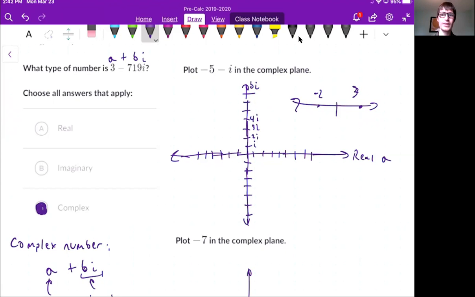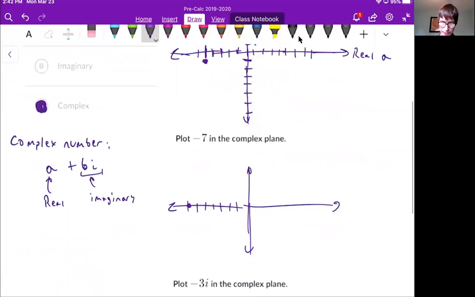Okay. So when we graph -5 minus i, we go -5 on the real line, the a line: -1, -2, -3, -4, -5. Okay, and we go -i on the i line, which used to be the y-axis. So the way it's placed to intersect is right here. -5, -i, that is our point, and we're good.